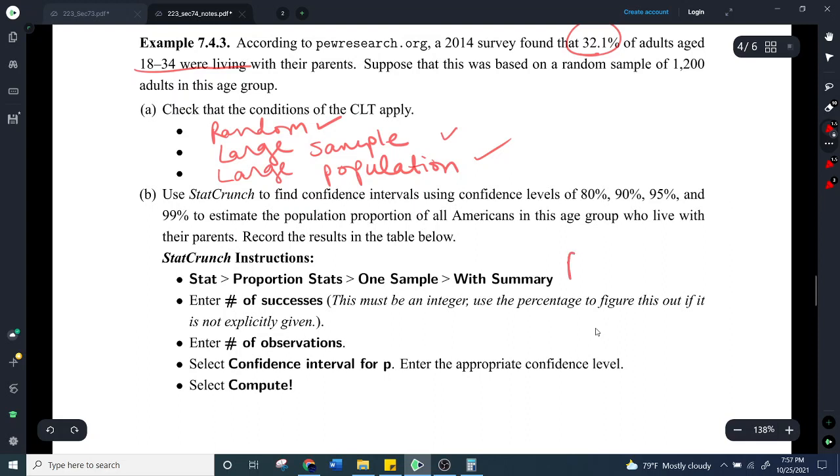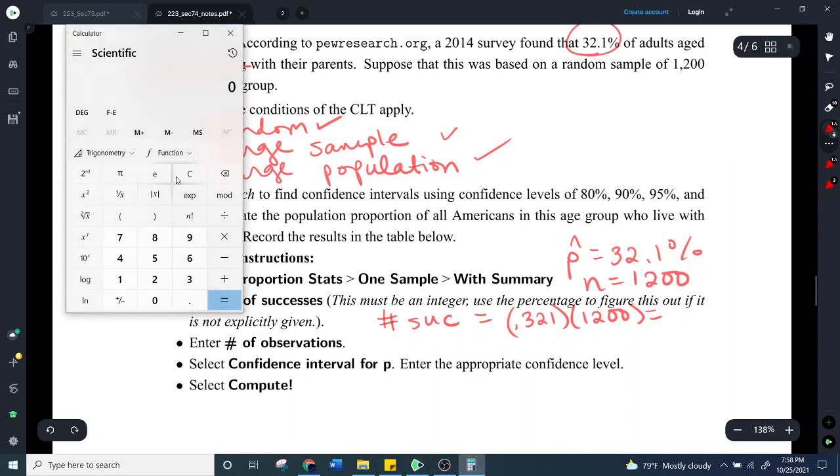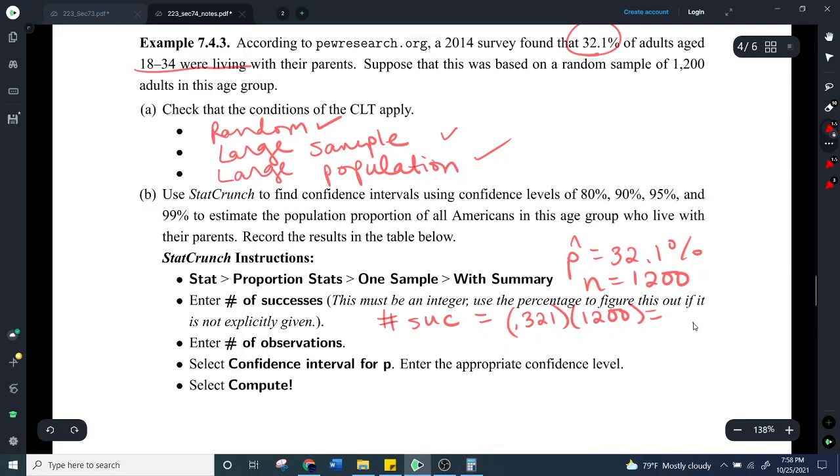So if my p hat was 32.1% and my sample size was 1,200, then the number of successes is going to be 0.321, so 32% of the 1,200 figure. So I need to get that number if they don't expressly give it to you. So I'm going to do 0.321 times 1,200, and I get 385.2. I'm going to round that to the nearest whole number, and I'm just going to say 385.